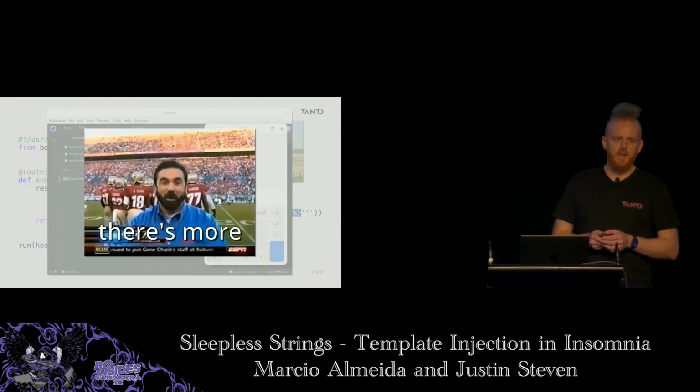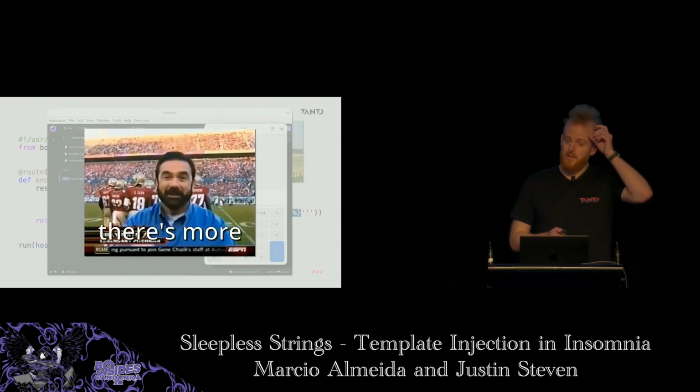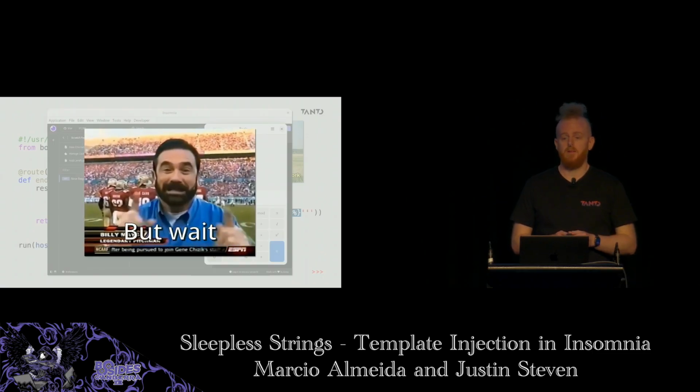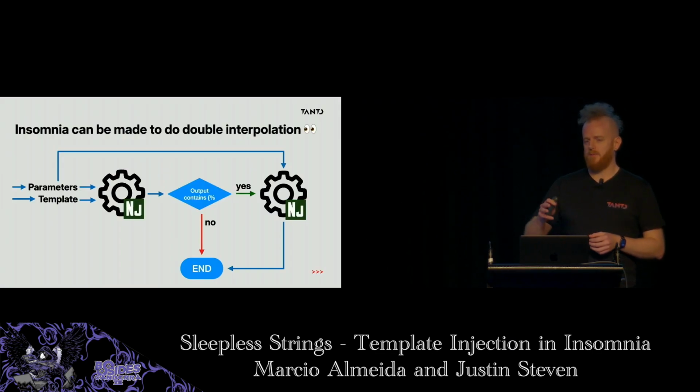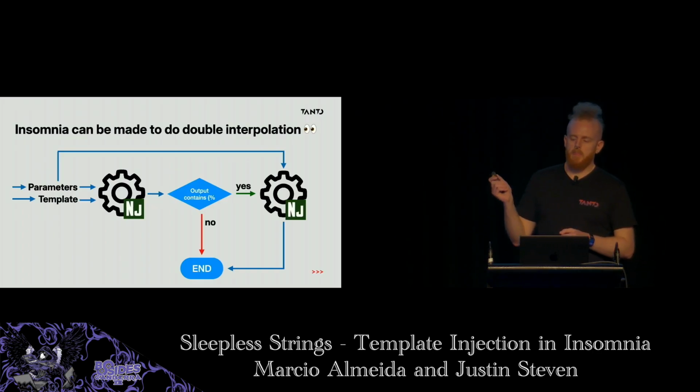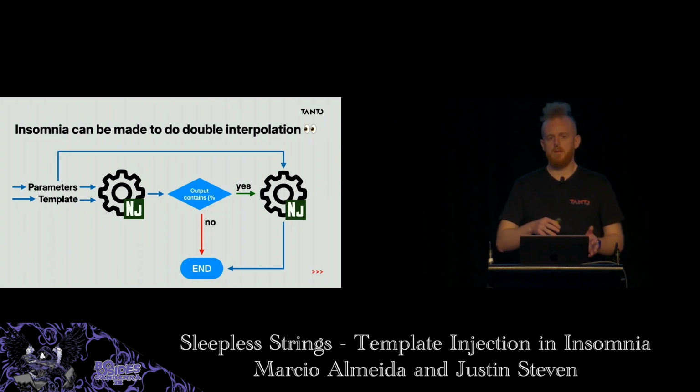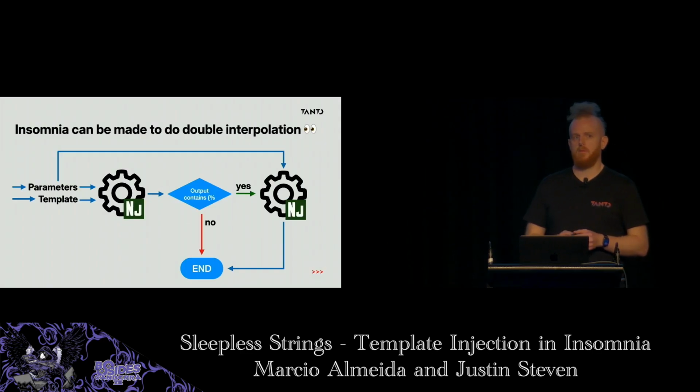But just this last weekend, as we were building slides, we had a thought and found another way to defeat that cookie sanitizer. And that is that Insomnia can be made to do what's called double interpolation. If rendering a template results in something that looks like it's still a template, it's going to run it again, which is its own concern. Re-rendering a rendered template can be problematic, even if an attacker only controls the parameters on the left-hand side.